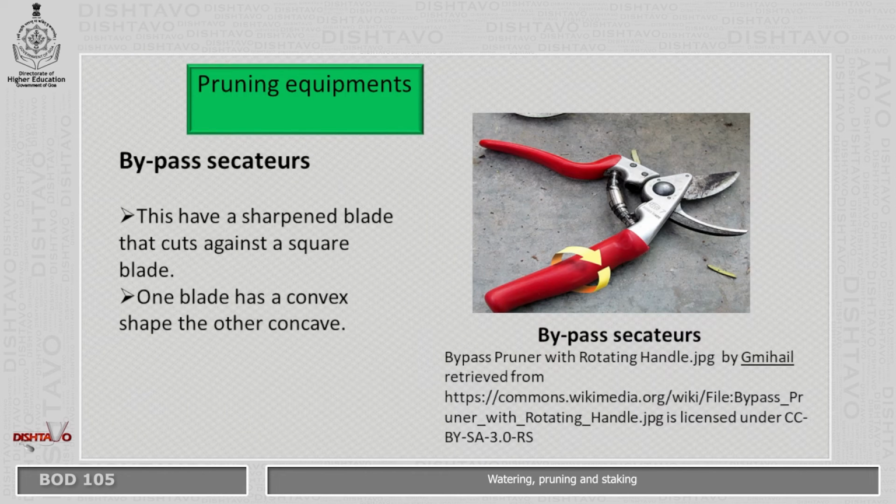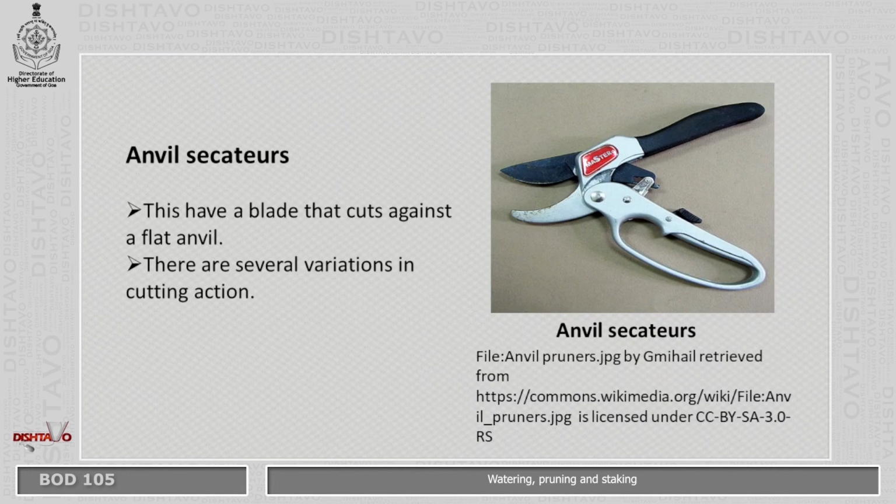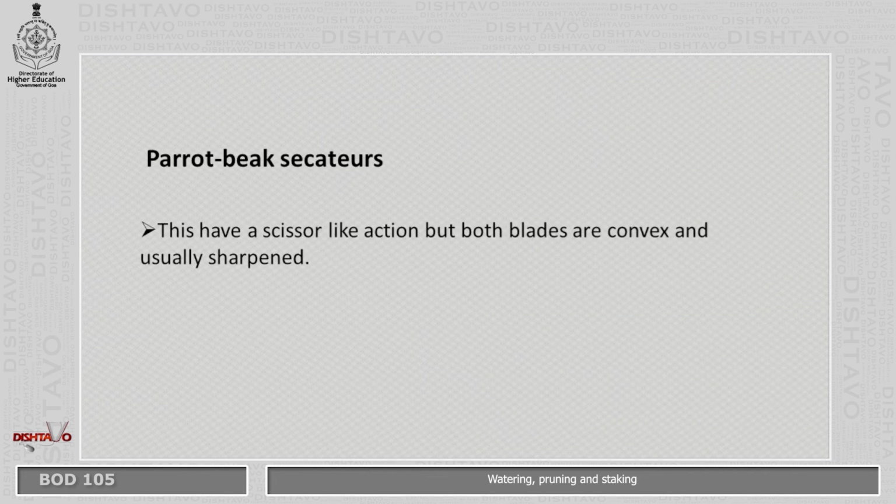Pruning equipments. Bypass secateurs. These have a sharpened blade that cuts against a square blade. One blade has a convex shape and the other concave. Anvil secateurs. These have a blade that cuts against a flat anvil. There are several variations in cutting action. Parrot beak secateurs. These have a scissor-like action, but both blades are convex and usually sharpened.